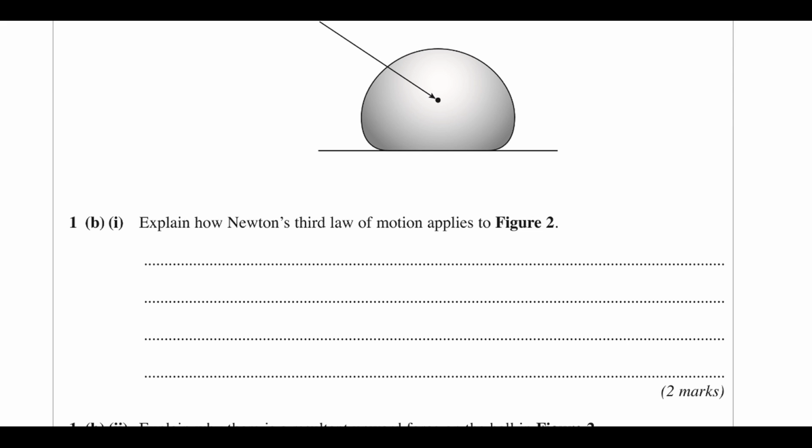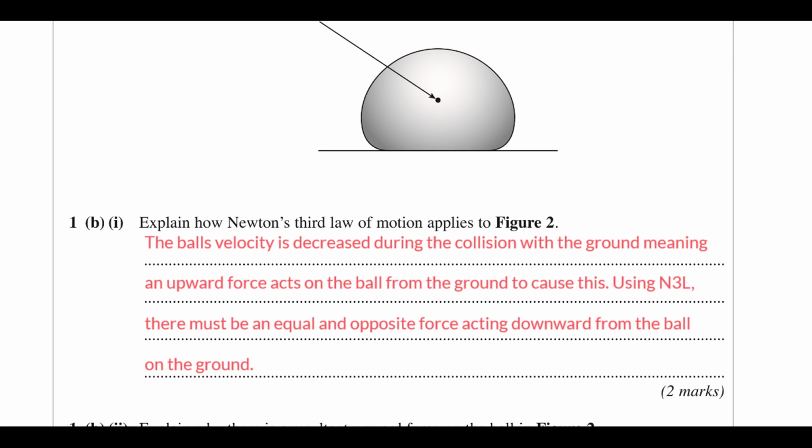So therefore an upward force is acting on the ball. So therefore, using Newton's third law, an equal and opposite force is acting on the floor there. So that's the reaction to it. So let's get that down. Okay, so that's what we've got there. So when it's hitting the ground, the velocity is being decreased, which means there's an upward force acting on the ball, essentially against its motion, and that's coming from the ground. So using Newton's third law, there must be an equal and opposite force acting downward from the ball on the ground. That's the action and reaction.